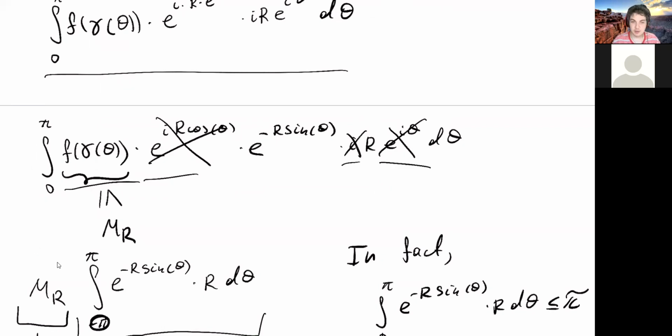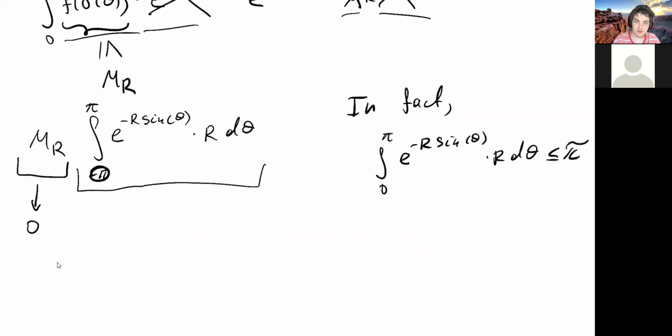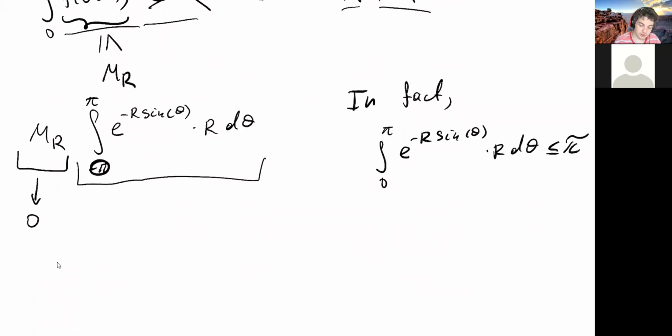This is estimated by m sub r. So we get that we're less than this. And this is less or equal than m sub r times pi. And this goes to 0. So that's exactly what we want.